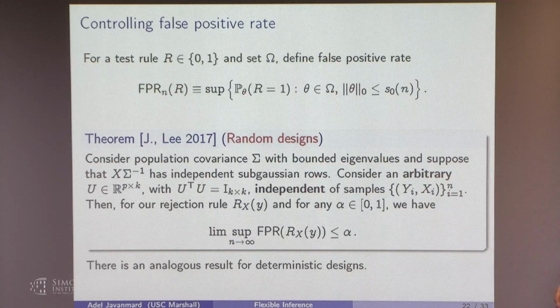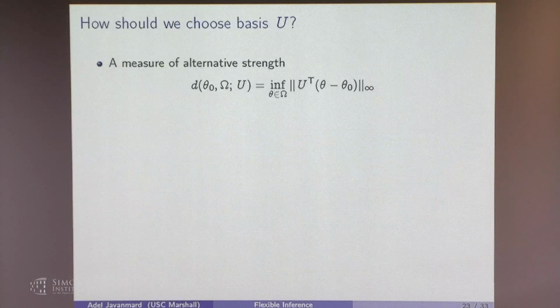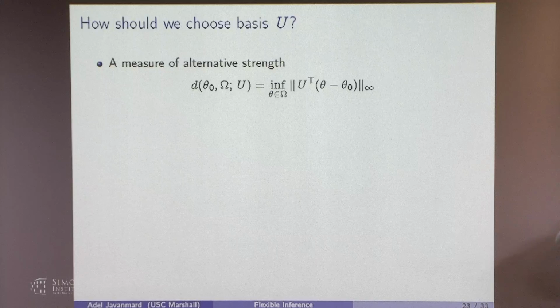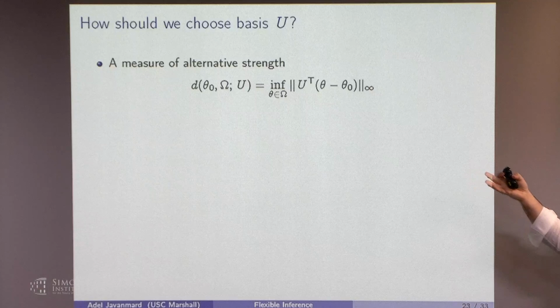And you can come up with some analogous results for the deterministic design. I'm just skipping that one. Now the question is how to choose U. That's the more interesting part. If I want to see what's a good choice of U, I need to analyze the power and then choose the U that maximizes that power.